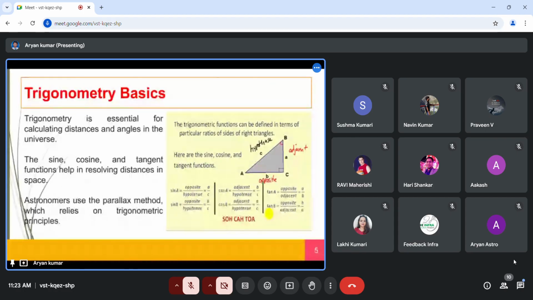How it works: observe nearby stars from opposite sides of Earth's orbit. Measure the angle between the star and nearby background stars. Calculate the shift in the star's apparent position, which is called the parallax. Use the parallax angle and the Earth's orbital radius to calculate the distance.